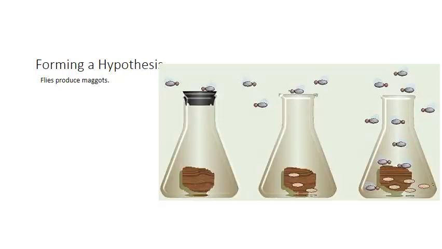So his hypothesis: flies produce maggots, just that easy. He set up an experiment in which you had several different containers. Some containers were sealed, others were open, and there was meat in the bottom of each container. He created a control group and an experimental group.